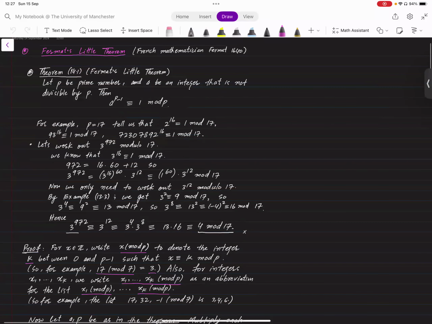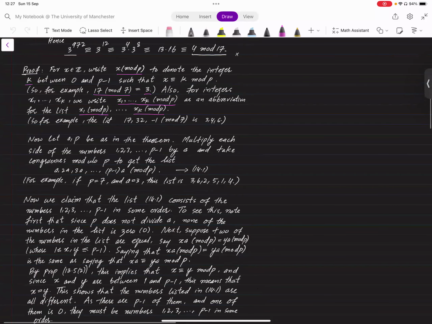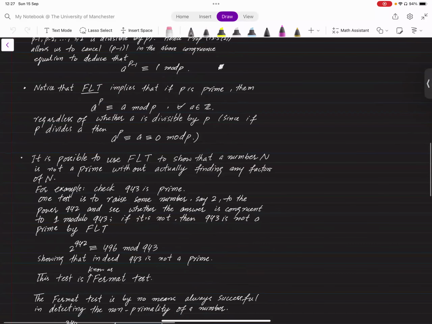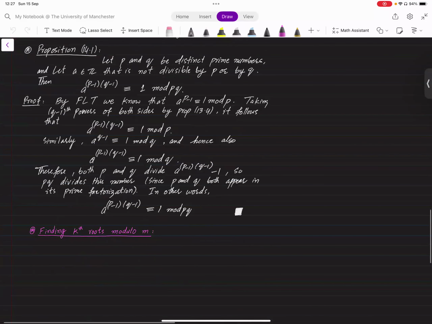We explained it by giving some examples. We also proved this theorem. And then we talked about some consequences of Fermat's little theorem. In the end, we gave a proposition which says that for two distinct prime numbers p and q and an integer a that is not divisible by p or by q, we can also write that a^((p-1)(q-1)) is congruent to 1 mod pq.